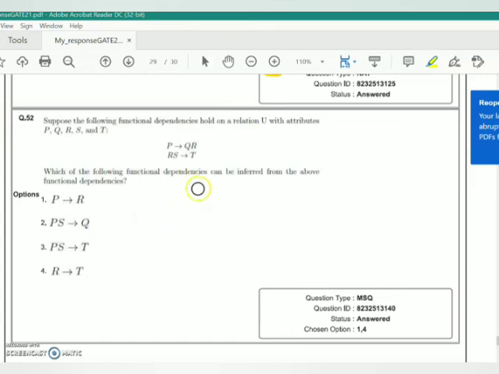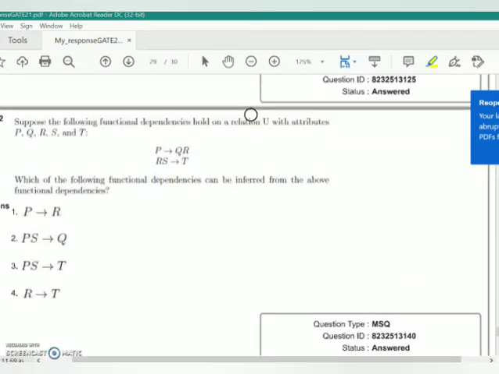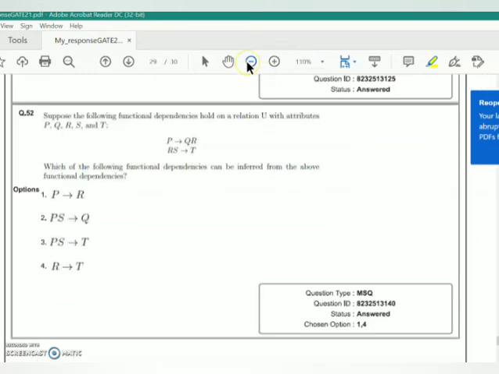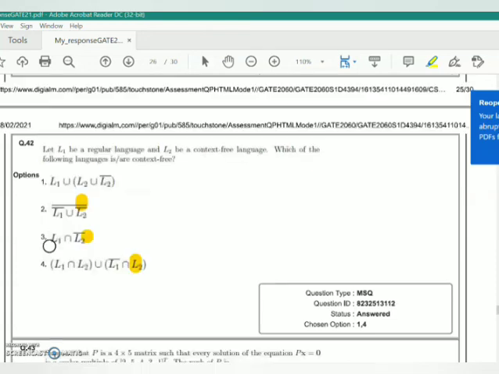What are the functional dependencies inferred from the given FDs? So P closure is P, Q, R. So P implies R is correct, the inferred one, and PS implies Q, PS implies T, as PS closure gives P, Q, R, S and T. So 1, 2, 3 are the correct options.